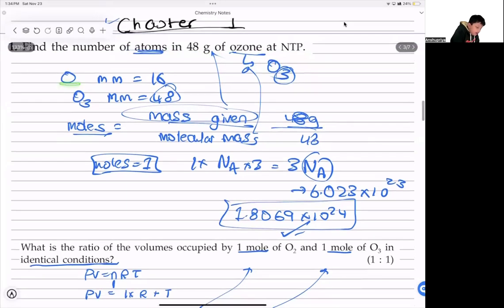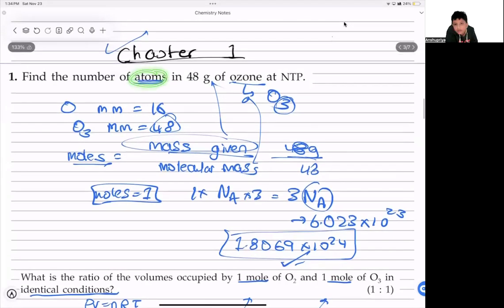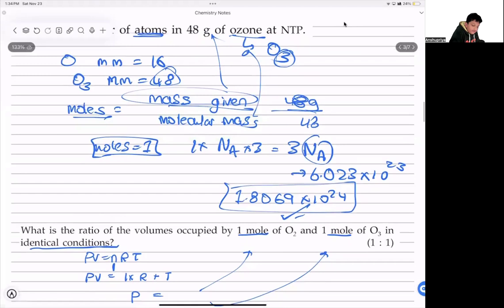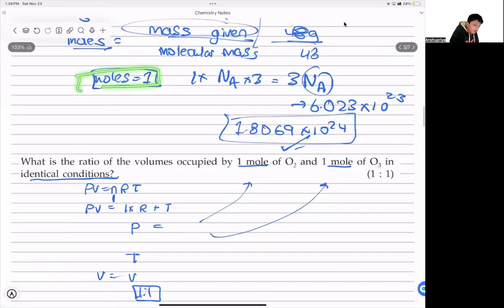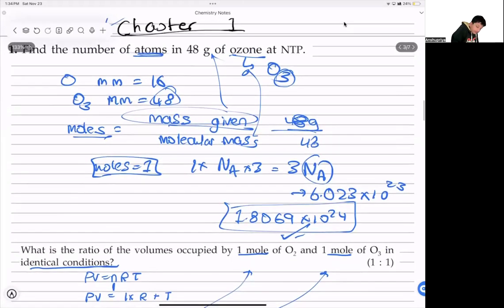So oxygen's atomic mass is 16. Ozone's molecular mass is 48. And to find the number of atoms, you'll need to find the number of moles. So what is moles? Mole is mass given upon molecular mass, or 48 grams upon 48. So it will become 1 mole. So now we need to find the number of atoms. So we will first have to find the number of molecules. Then we will multiply it by 3 because it's O3.